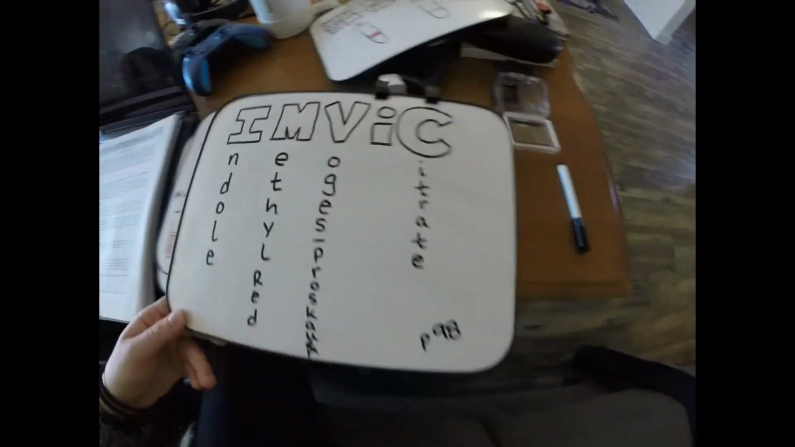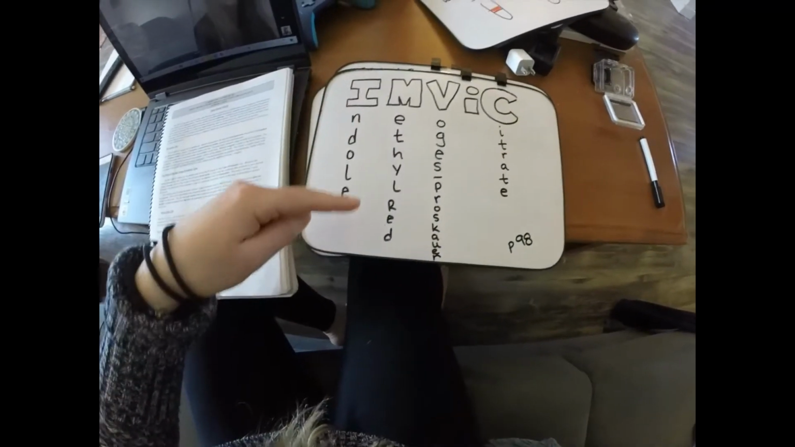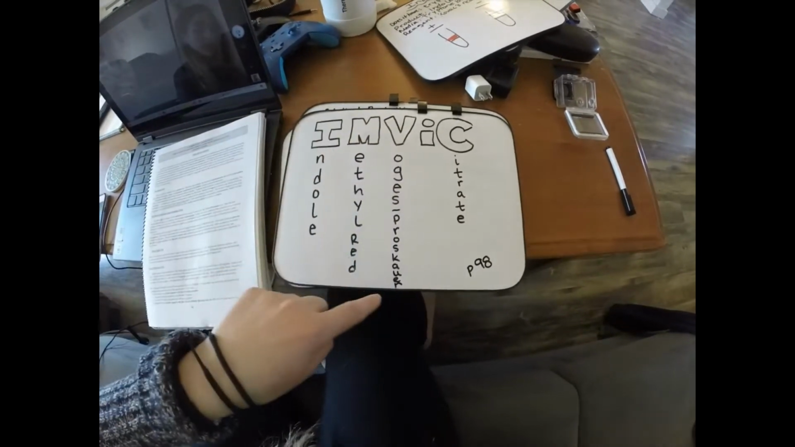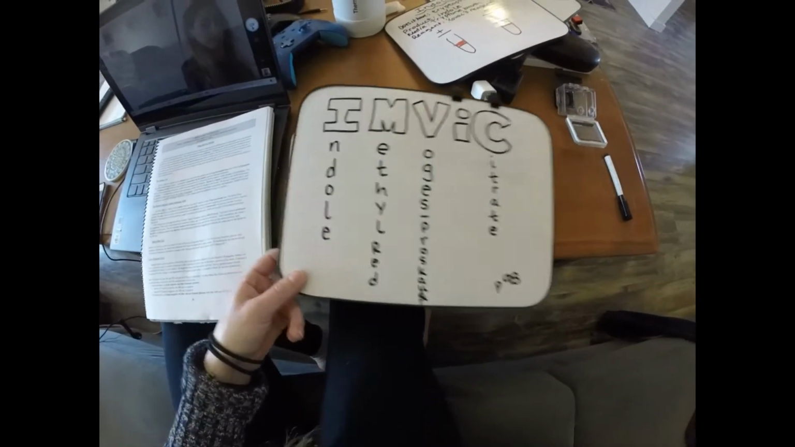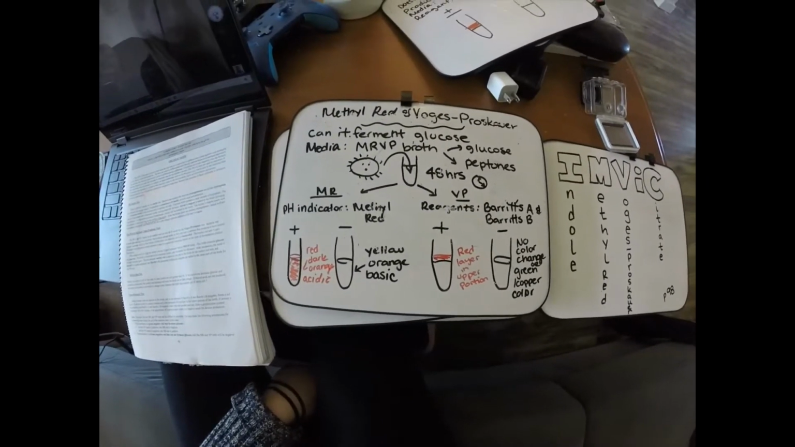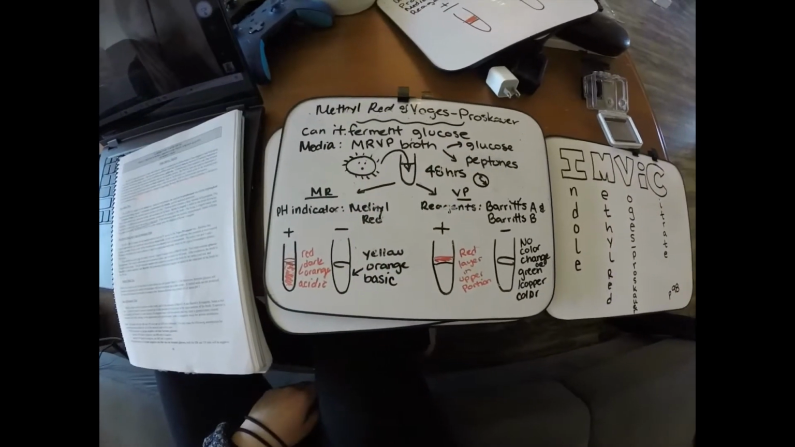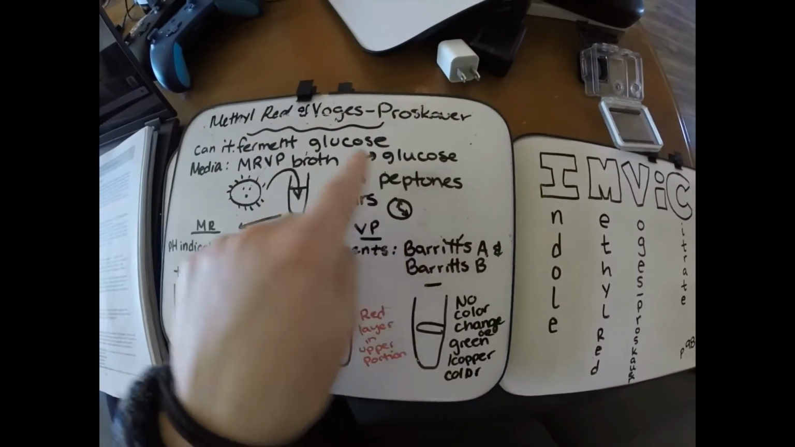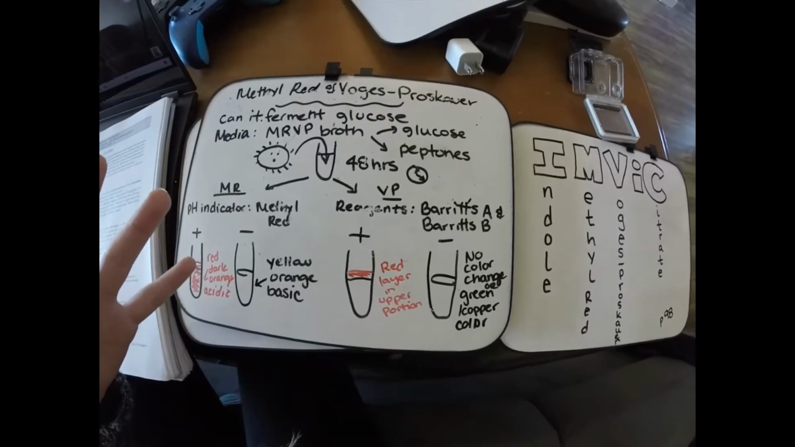The next test is the M, which is methyl red. This also corresponds with our Voges-Proskauer test here, that's the V, so these two are related. What we're looking for is, can this particular bacteria ferment glucose? The media is an MRVP broth, which has glucose in it, because we're trying to test if it can ferment glucose, and peptones, because we want them to still live, right?